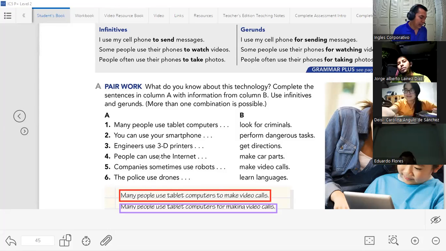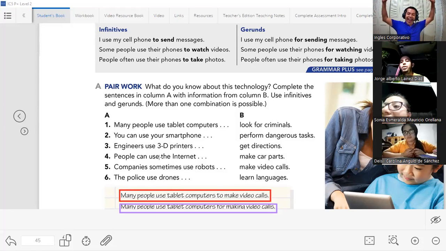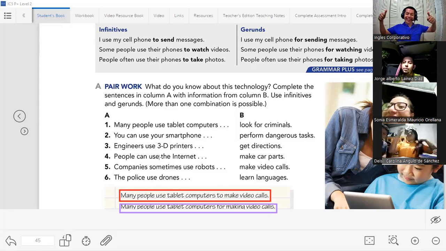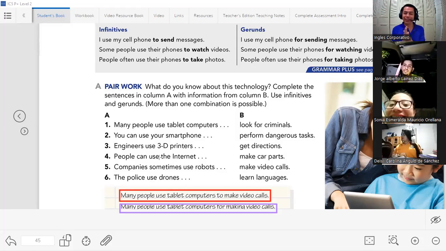Now, Esmeralda, please. You use gerund, Esmeralda. In number four. Okay. People can use the internet for learning languages. Languages. Very good, thank you very much, okay?